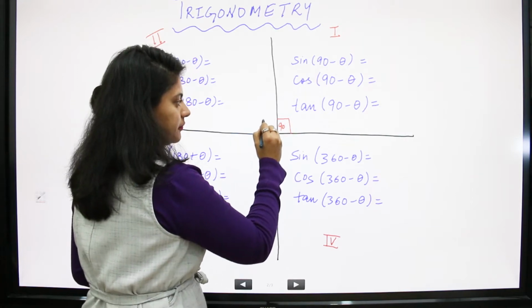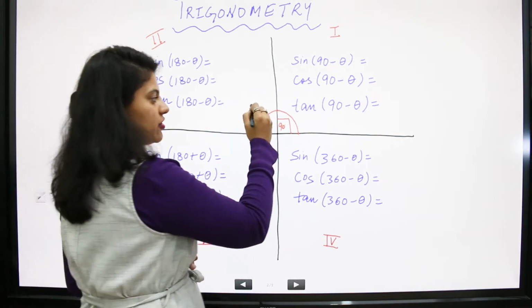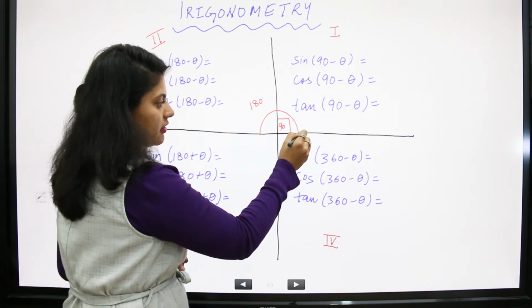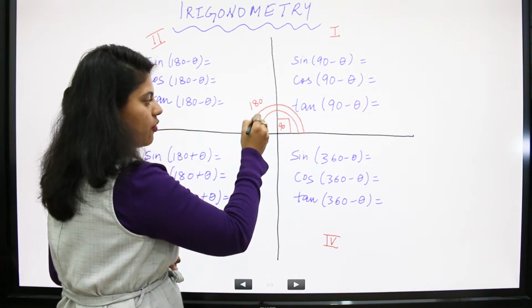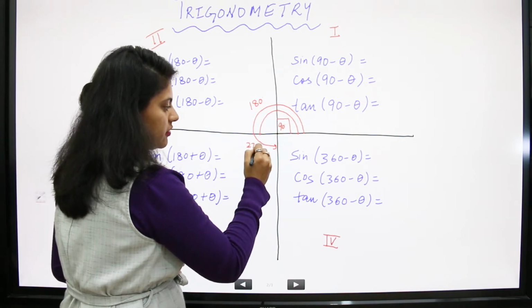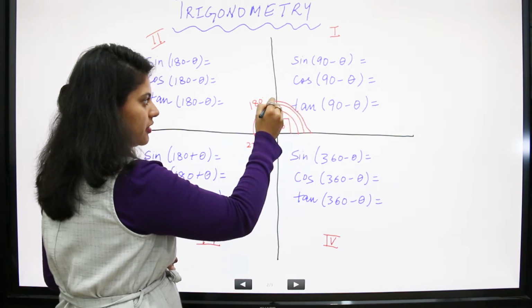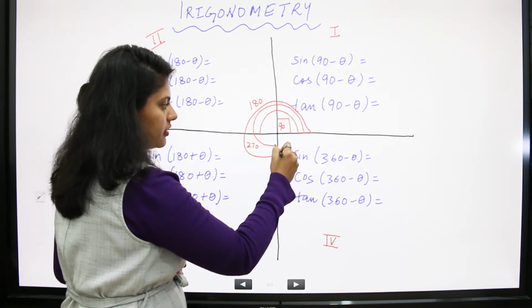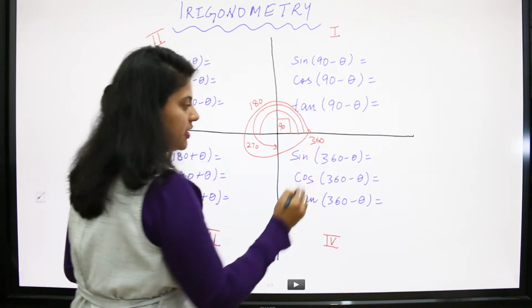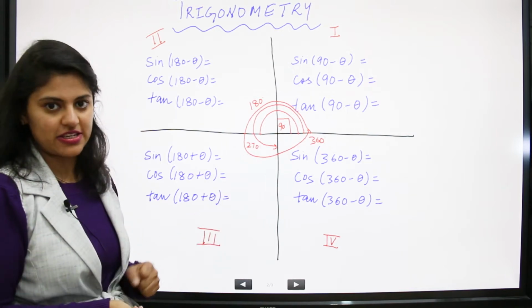This angle, the whole angle, is also called the linear angle, which is 180 degree. And the angle starting from the same point and going till here is 270 degree, and the whole angle starting from here and going till here is 360 degree. Basically the whole circle gives you a 360 degree angle.